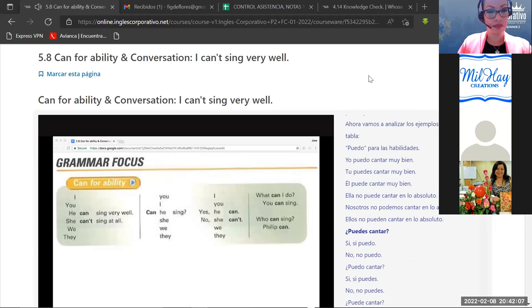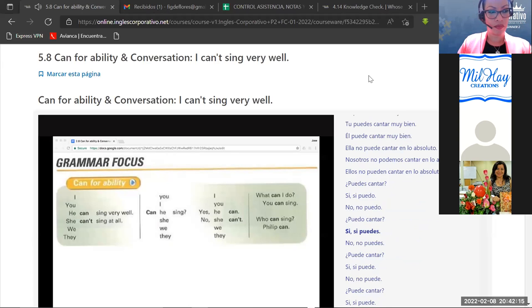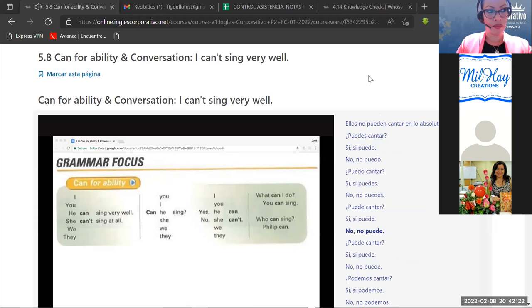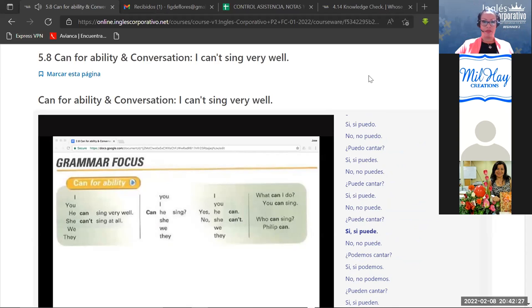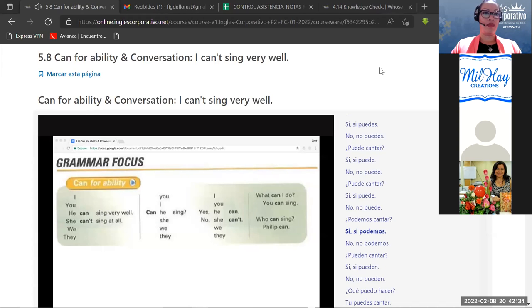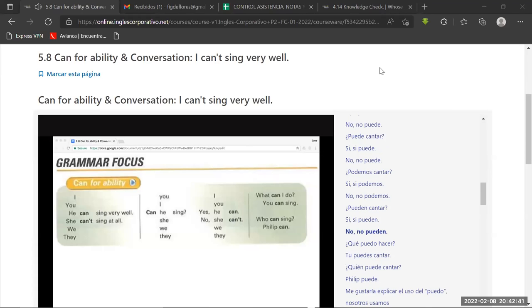Can you sing? Yes, I can. No, I can't. Can I sing? Yes, you can. No, you can't. Can he sing? Yes, he can. No, he can't. Can she sing? Yes, she can. No, she can't. Can we sing? Yes, we can. No, we can't. Can they sing? Yes, they can. No, they can't.